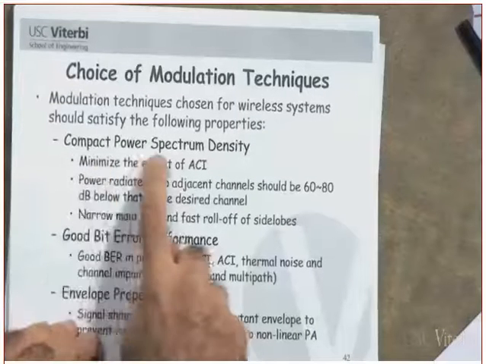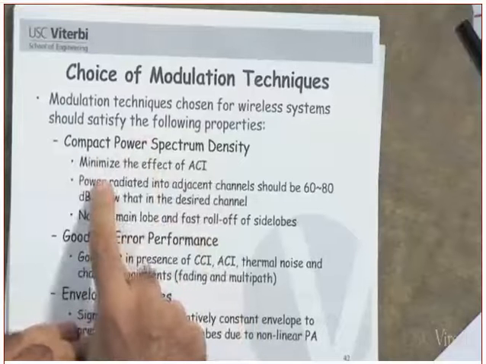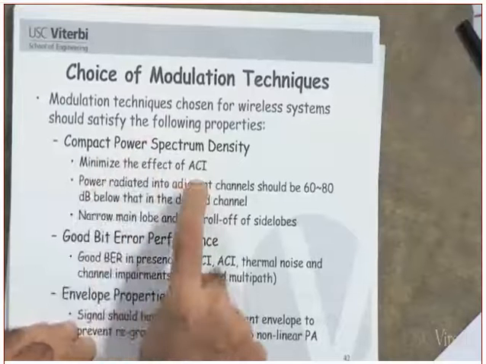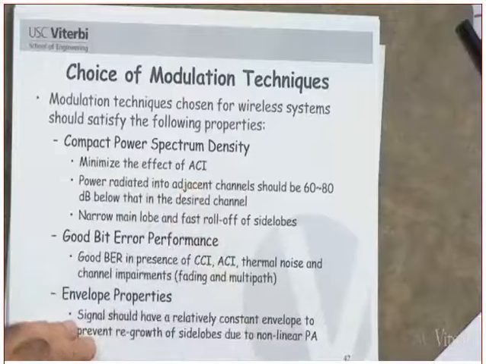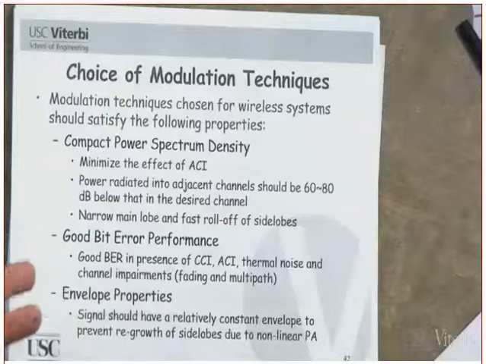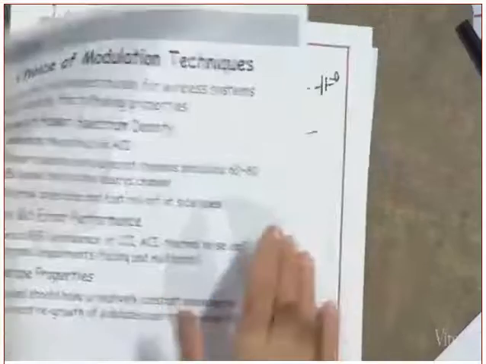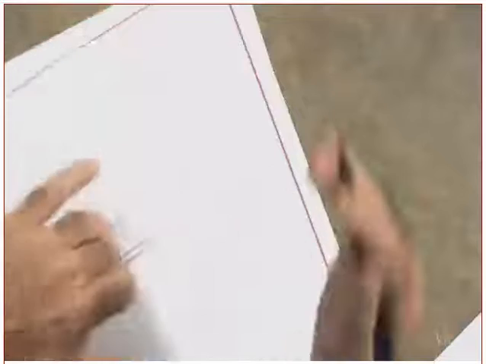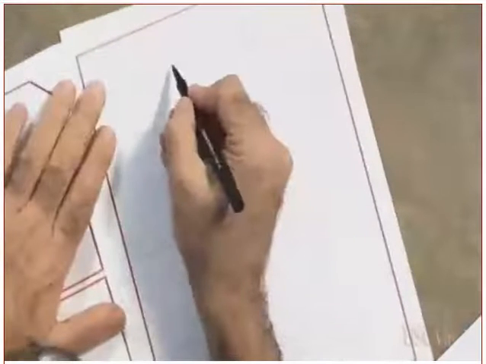You need to make sure that your power spectral density is compact so that you minimize which effect? ACI, not the CCI. CCI is the co-channel interference. It's within the same band. We are talking about the ACI. I will show you shortly, for the QPSK.